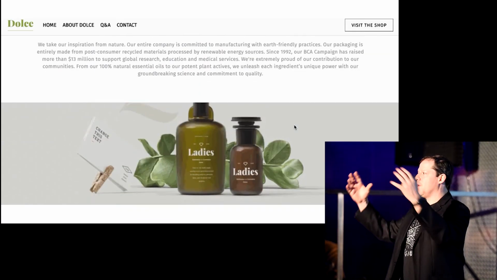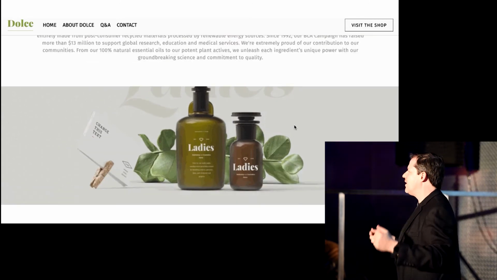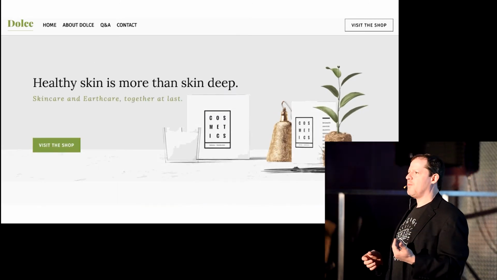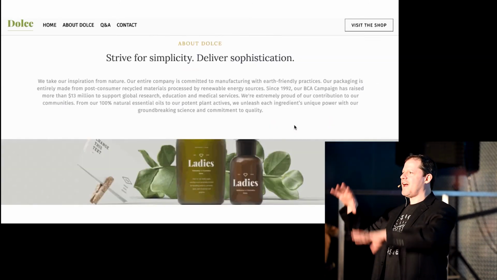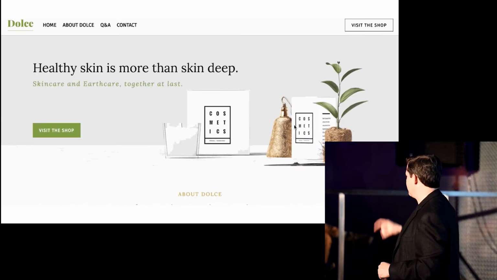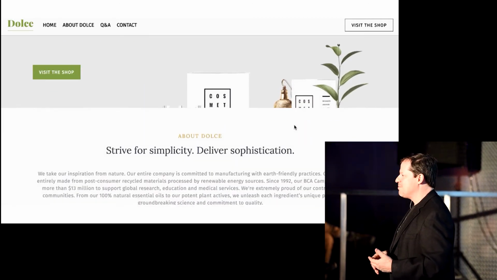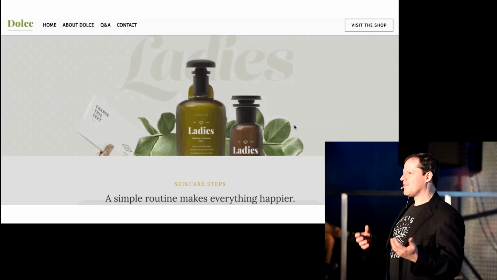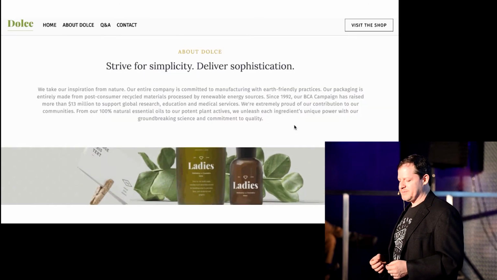Now, we can also do animation across an entire website. This is an example of what's called parallax scrolling, where the entire website moves up and down as you scroll through the page, which makes it more engaging, and it makes us look at design in a different way.